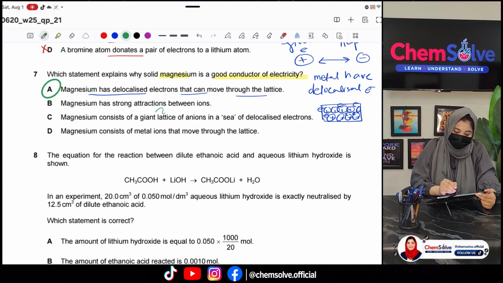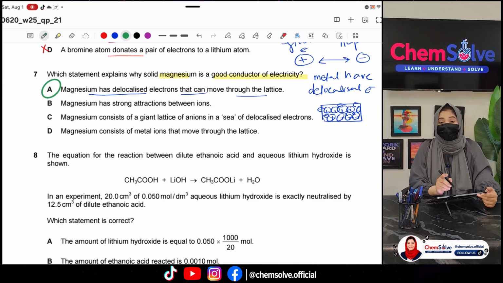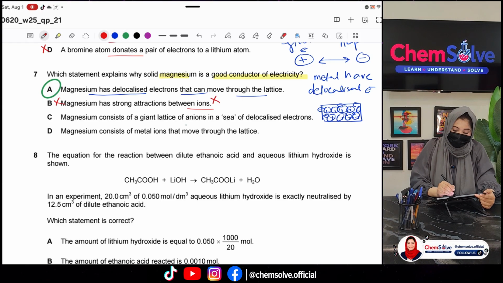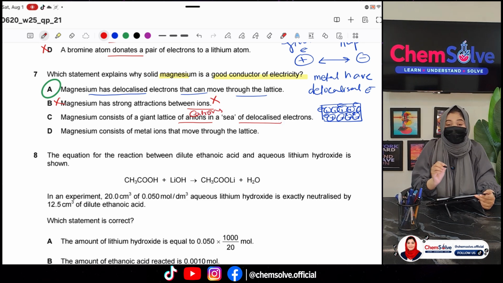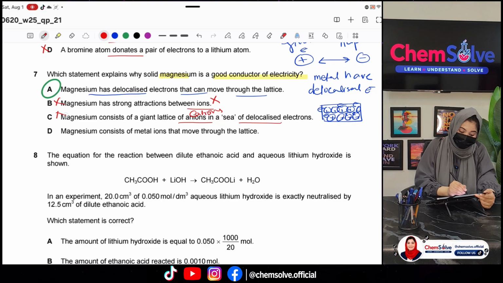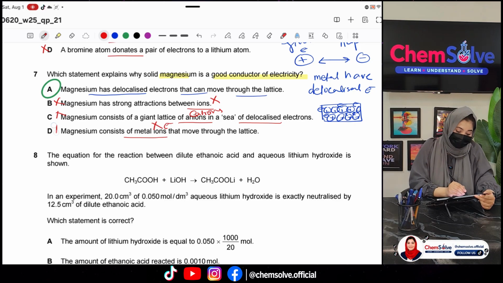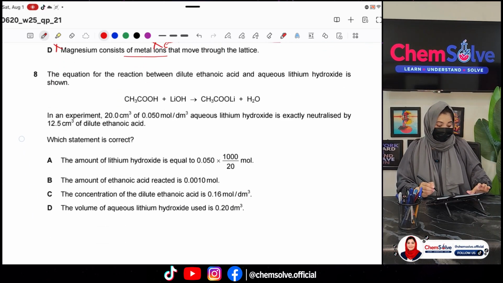Magnesium has strong attraction between the ions. No, positive metal ions and electrons, not only ions. So this is wrong. Magnesium consists of a giant lattice of anions in the sea of delocalized electrons. Cations, not anions. Positive ions are immersed in the sea of electrons. Magnesium consists of metal ions that can move through the lattice. No, electrons move throughout the lattice. So this is also the incorrect option.